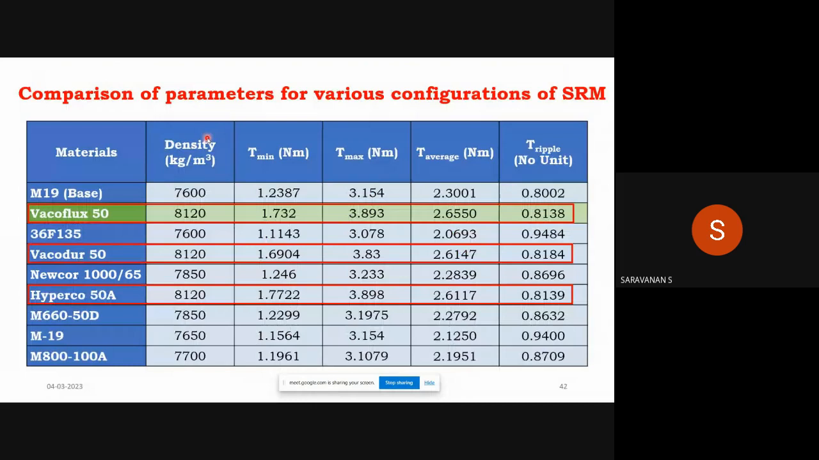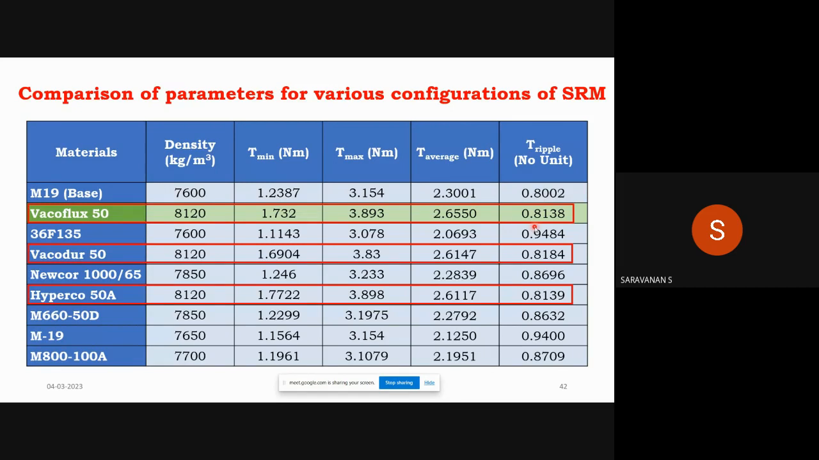Okay, so in this table also you can see these three materials have produced minimal torque ripple. Here, the base material M19 has minimum torque ripple, but if you see the average torque, it is less. In other materials, the average torques are more. That is why I have highlighted these three materials. Other materials have more torque ripple and less average torque. Here Walker-Flux 50 performed well and gives a maximum average torque of 2.655 and minimal torque ripple of 0.8138.